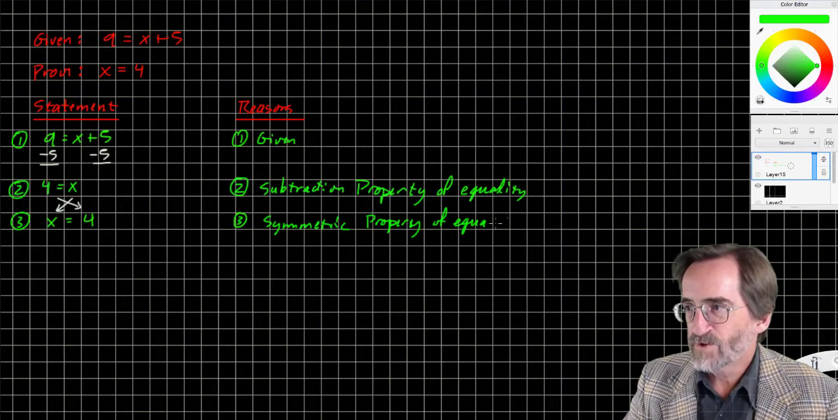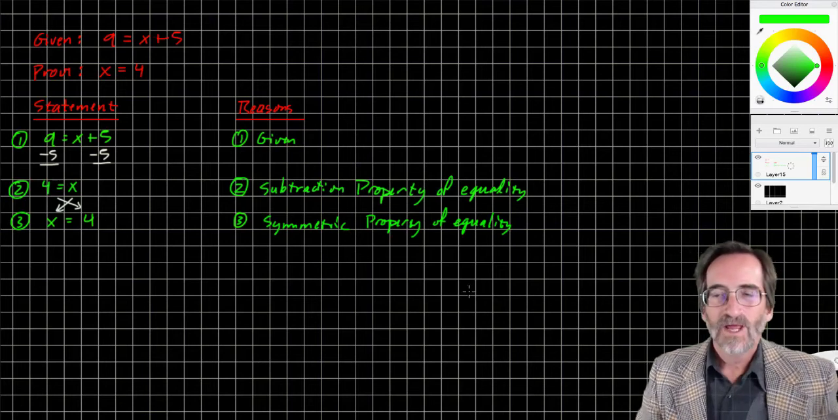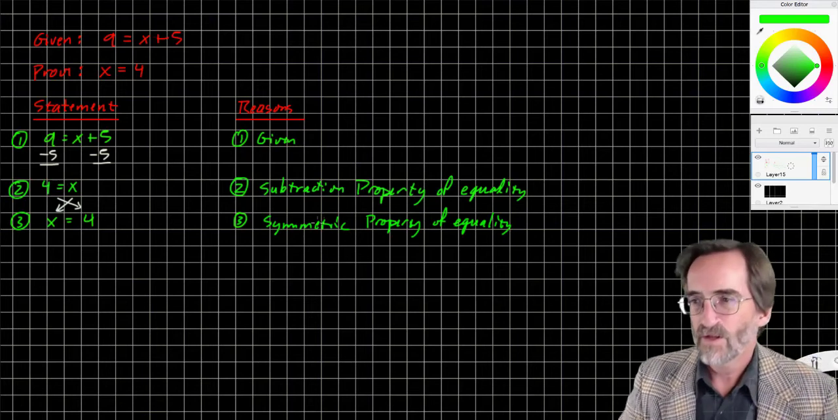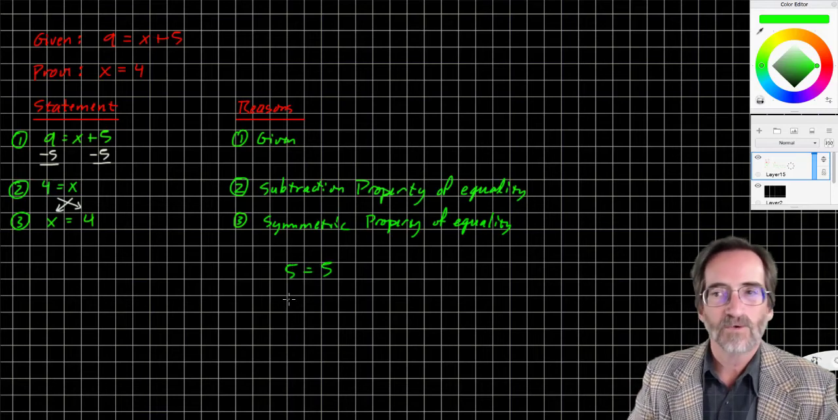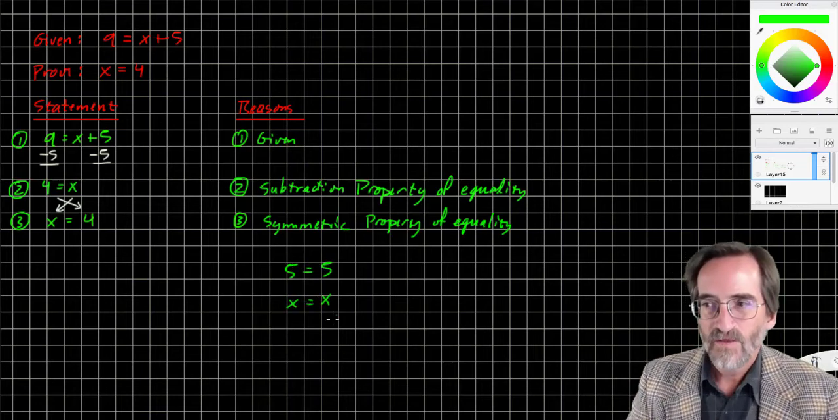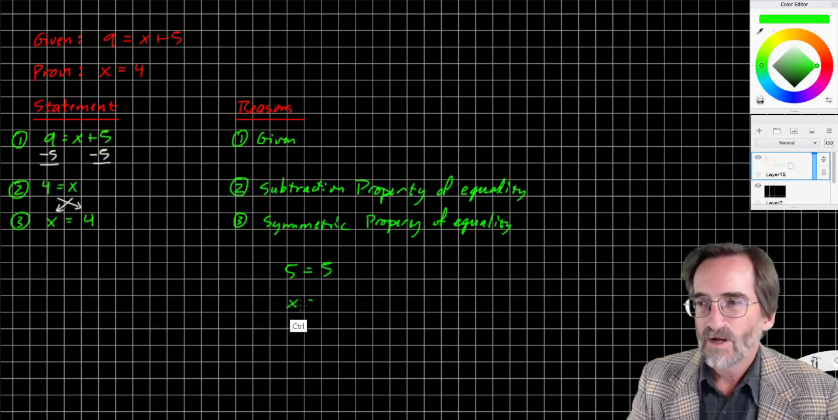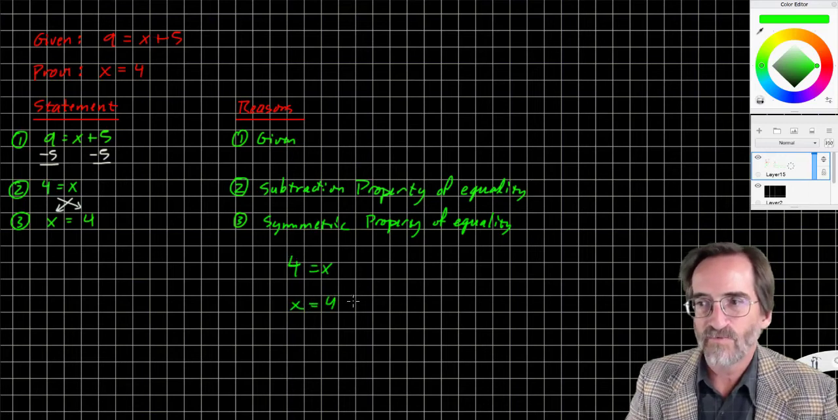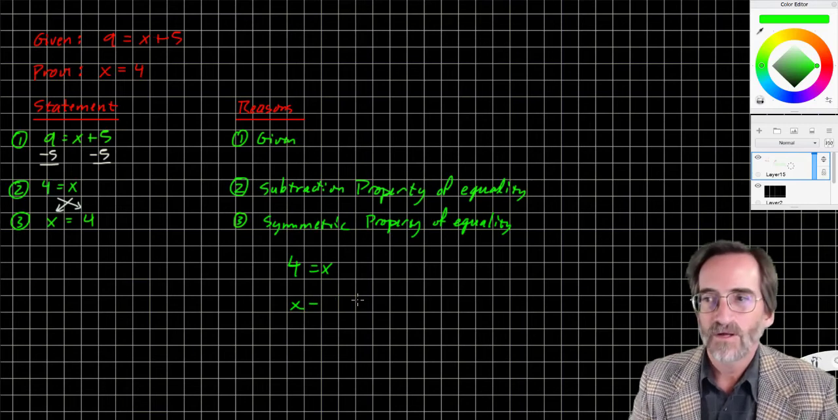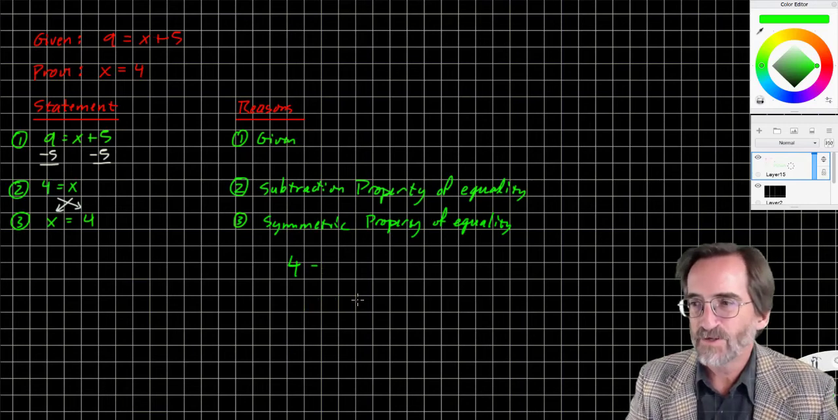Some people try to say it's the reflexive property. The reflexive property says anything equals itself, like 5 equals 5, or x equals x. The symmetric property says I can take the order, like 4 equals x, and switch it around to x equals 4. Symmetric property. Think symmetry, left and right symmetry.